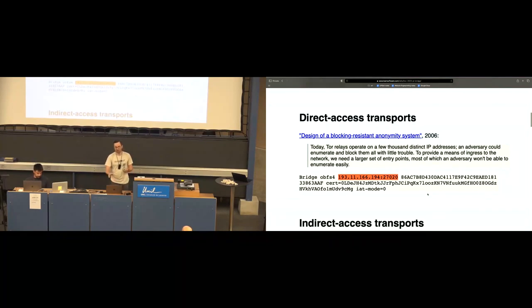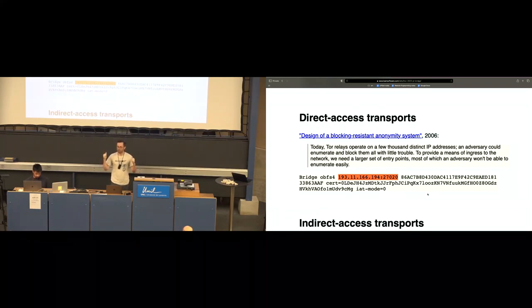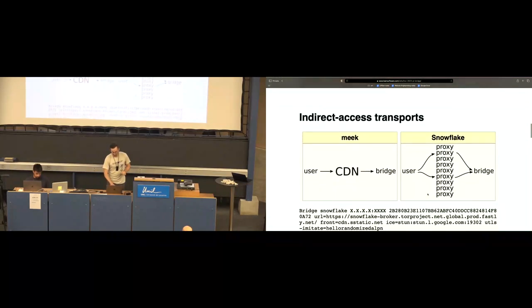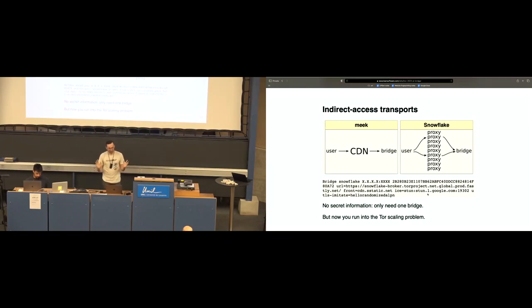Oh, and one last point about this. Because having a large number of bridges is a necessary component for this type of transport to be blocking resistant, you don't have any Tor scaling problem. You have so many of them that the usership is diffuse and diverse, so none of them gets a particularly large number of users. But we know there's other types of circumvention transports, and we'll call them indirect access transports for this, and that's when you don't actually make a direct TCP connection to the bridge.